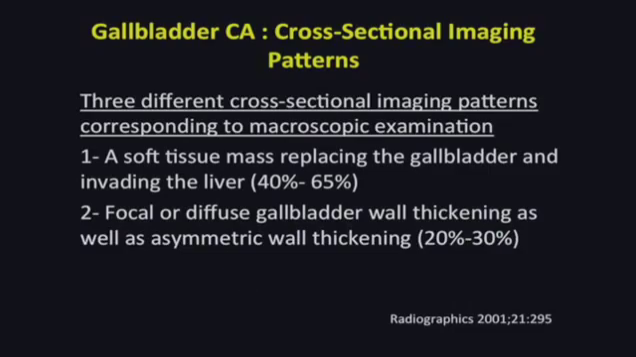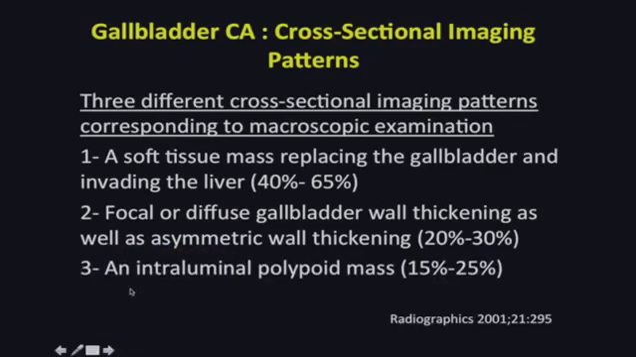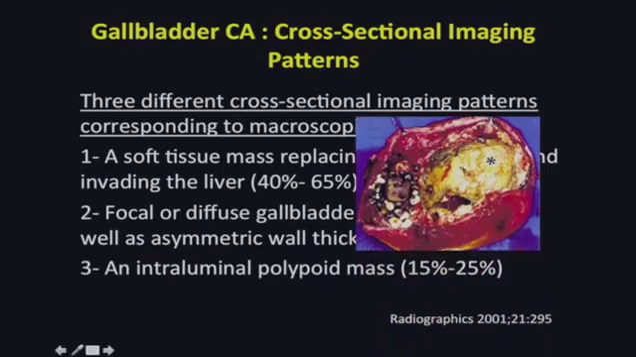The second most common presentation is that of focal or diffuse gallbladder wall thickening, as well as asymmetric wall thickening, as seen on this gross photograph here. Gallstones are commonly seen with gallbladder cancer, and here shows focal irregular thickening of the gallbladder wall where the tumor has infiltrated. The third pattern is that of an intraluminal polypoid mass.